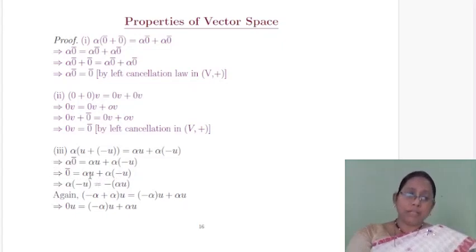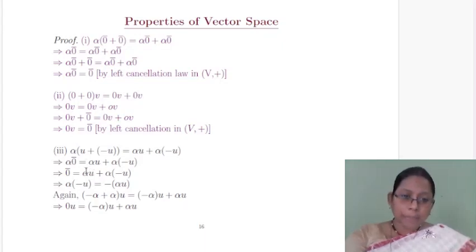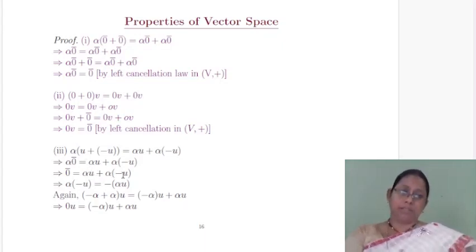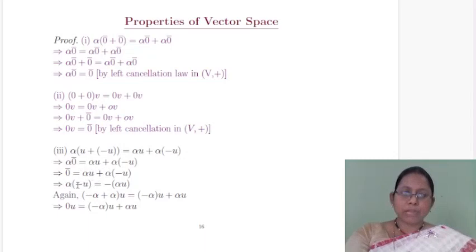What does it mean? If I take this as a and this as b, a plus b is equal to the 0 vector, that means one is the inverse of the other. Here you can take the minus of this and the minus of this. As my requirement is the minus of this, I'm taking this, and this statement will be proved.